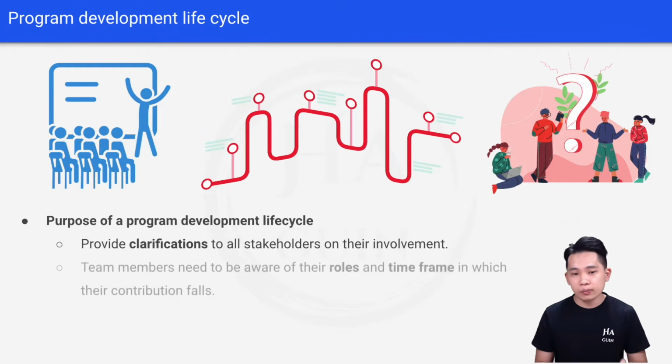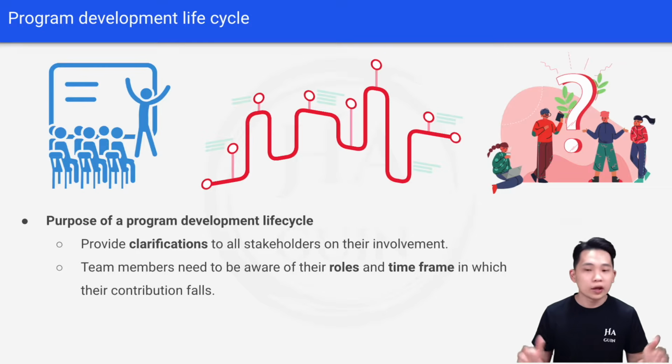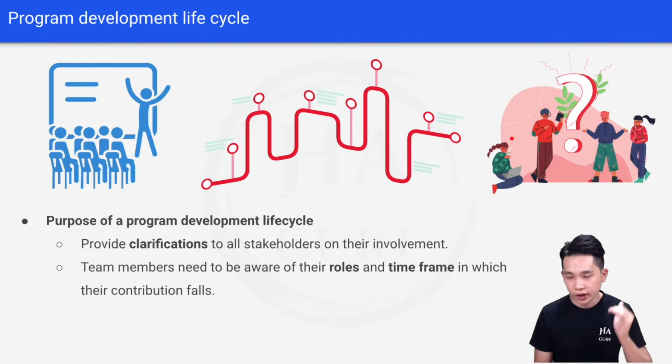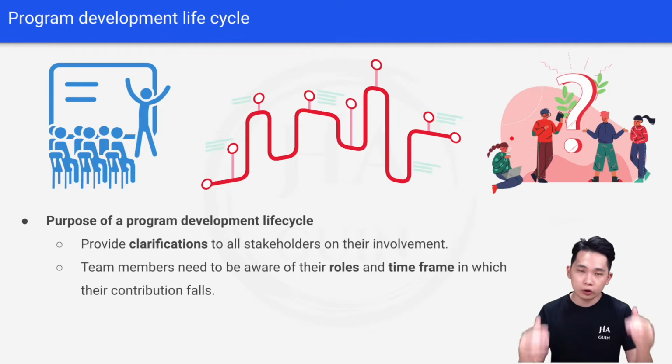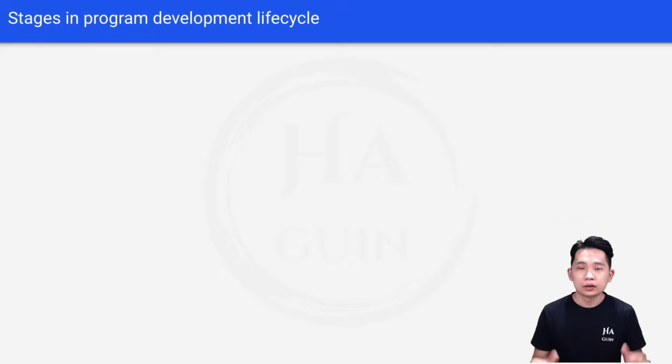And next, team members need to be aware of their roles and time frame in which their contribution falls. So if you look at the picture in the middle here, this is the timeline of a project with specific deliverables. For example, January we have to deliver something, and then February we have to deliver something, and etc. here. And the final picture actually shows each team member has to understand their roles and their contribution in this life cycle.